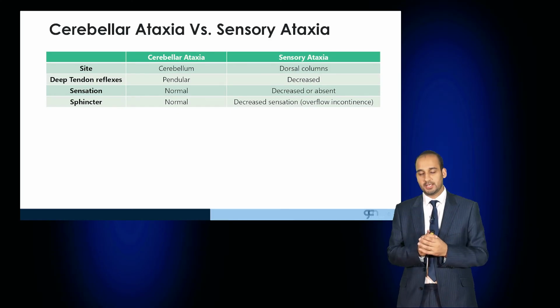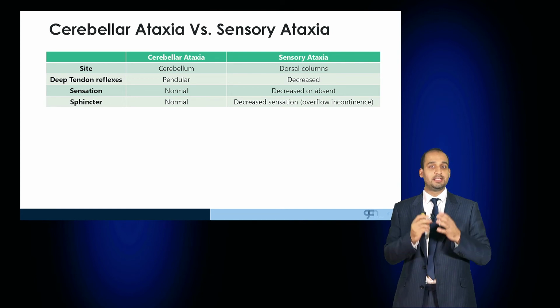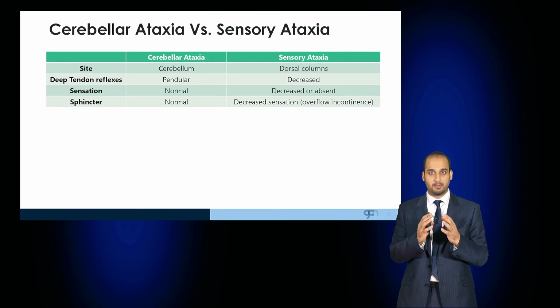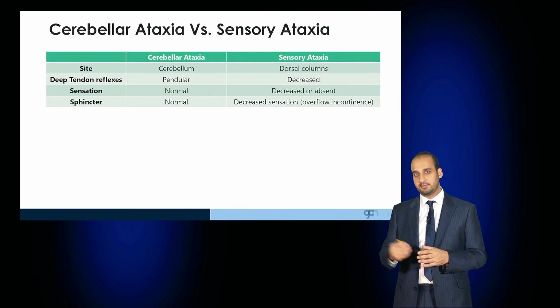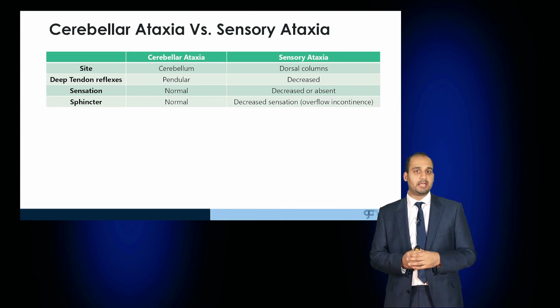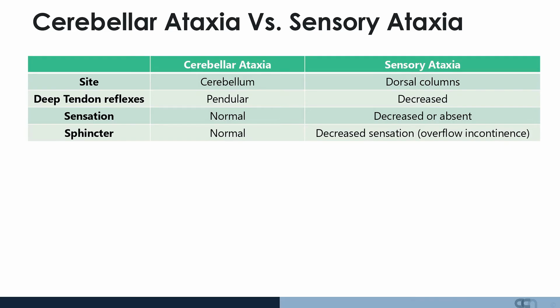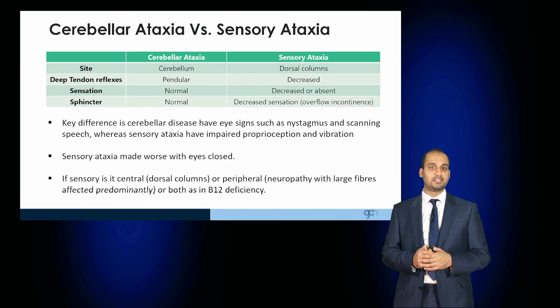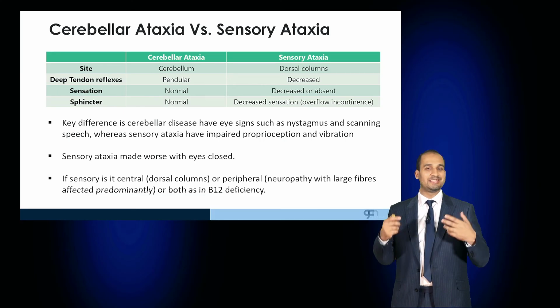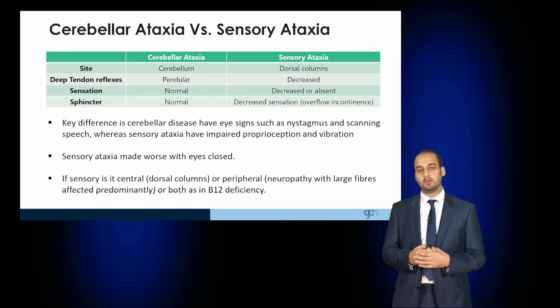And just to distinguish cerebellar and sensory ataxia, cerebellar ataxia results from disease of the cerebellum, whereas sensory ataxia is a defect in the dorsal columns. The deep tendon reflexes become pendular in cerebellar disease and are decreased in sensory ataxia. Sensation is preserved in cerebellar ataxia and decreased or absent in sensory ataxia. Sphincters are usually normal in cerebellar disease, but due to altered sensation, patients can have overflow incontinence with sensory ataxia. Remember that sensory ataxia is made much worse with the eyes closed.